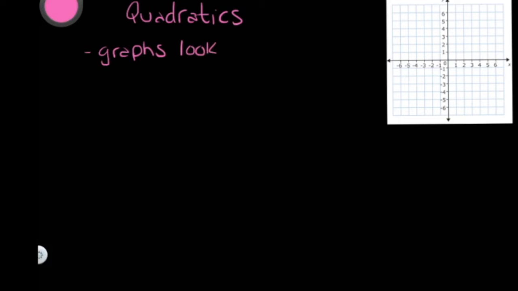Today we're going to go over the basics of quadratics. So previously we were looking at linear relations. These are quadratic relations. So quadratics, the graphs look like a U shape. So it's a U-shaped curve and it's called a parabola.